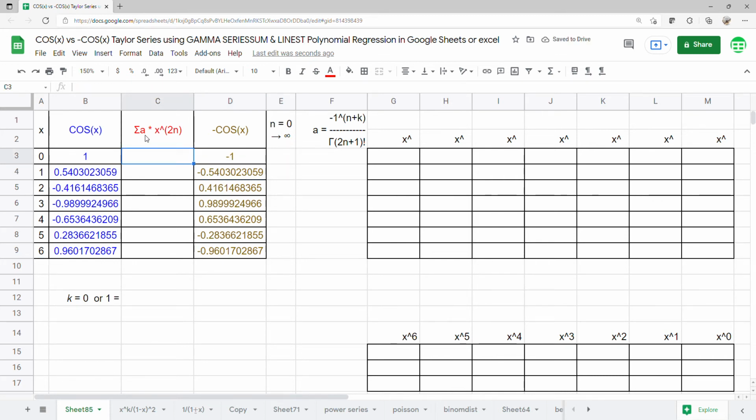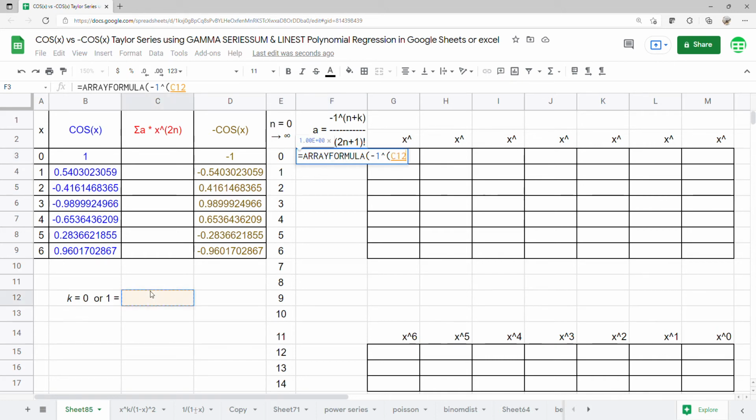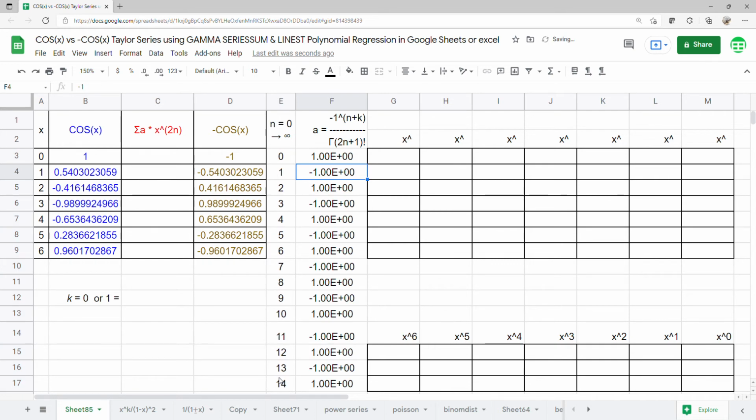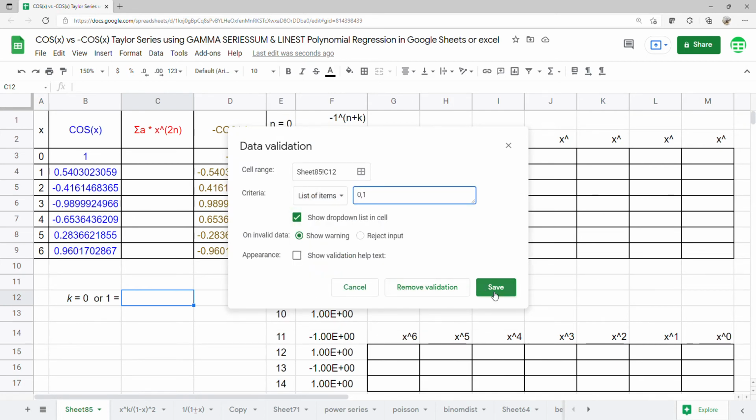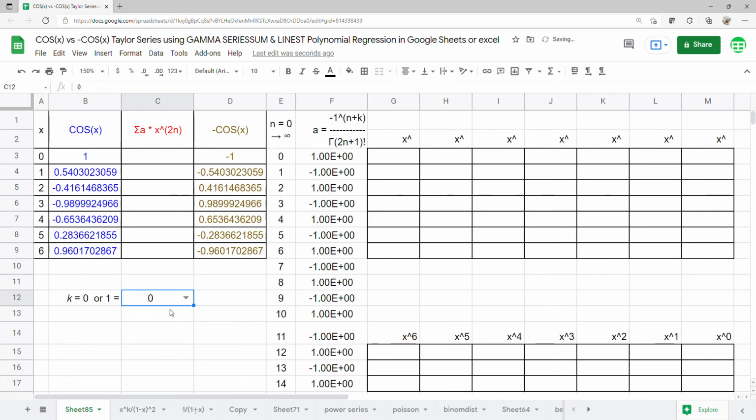And the Taylor series expansion, which is the summation of a times x to the power 2n, where n starts from 0 up to infinity. Next, the coefficient a is equal to our formula minus 1 raised to the power the quantity n plus k. So this is k plus n, or n plus k. And the value of k is data validation, list of items, 0 or 1. 0 if it is cosine, 1 if it is sine.